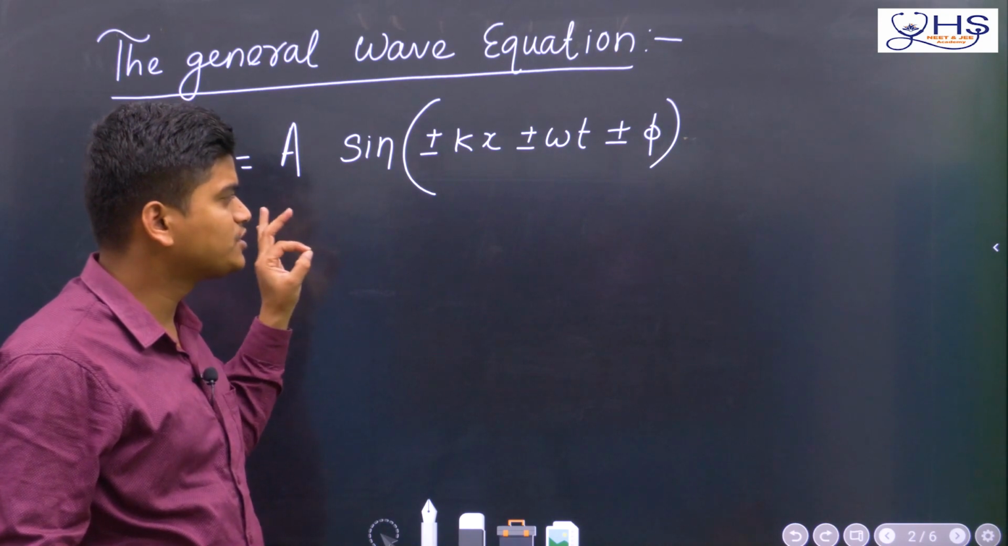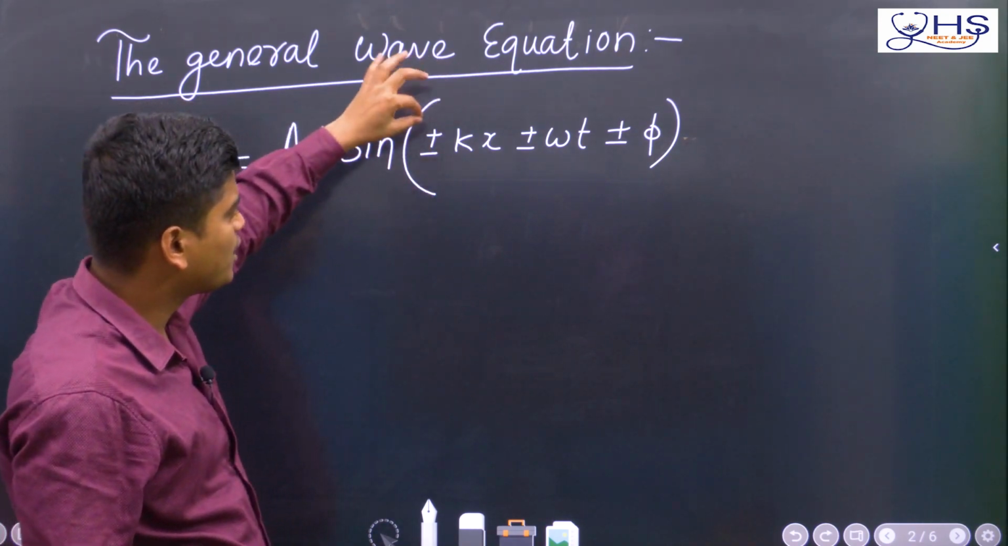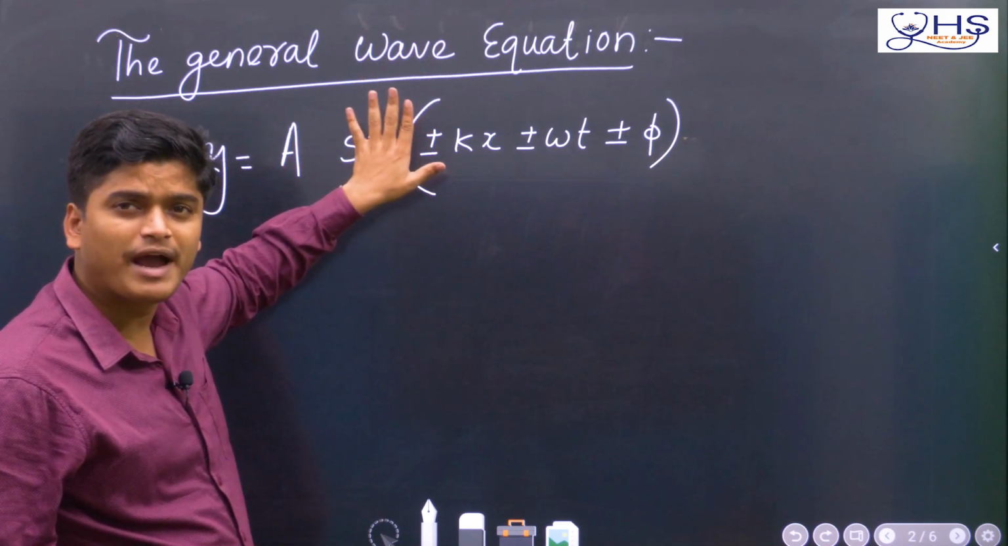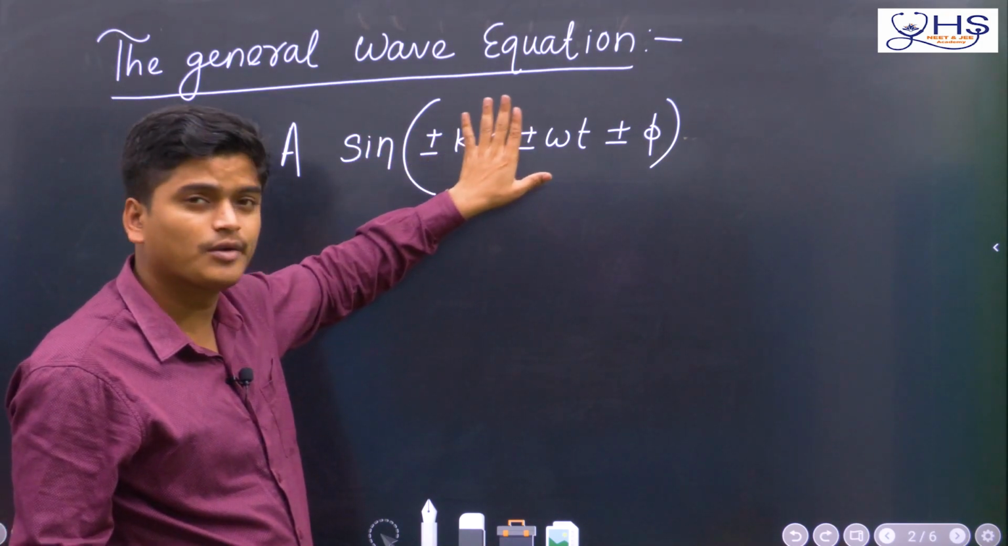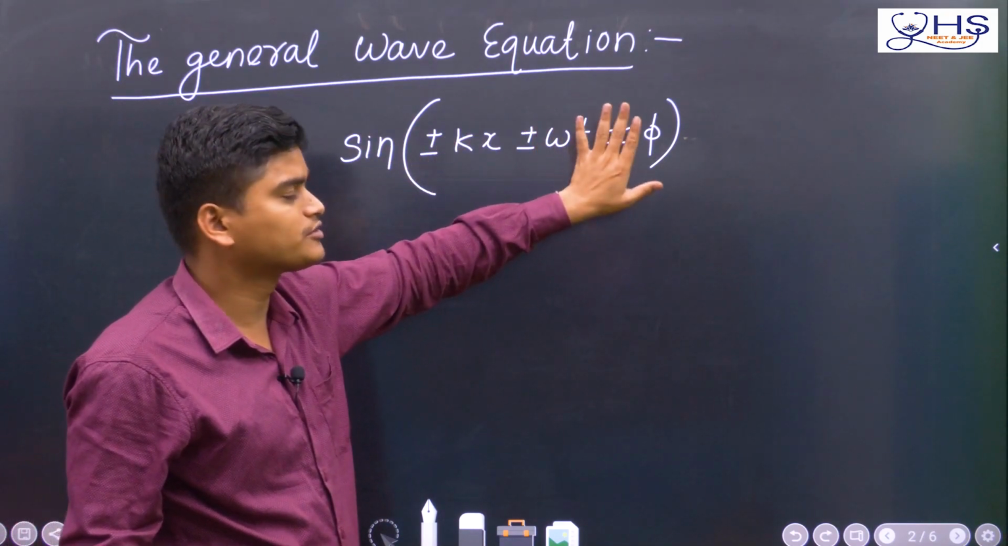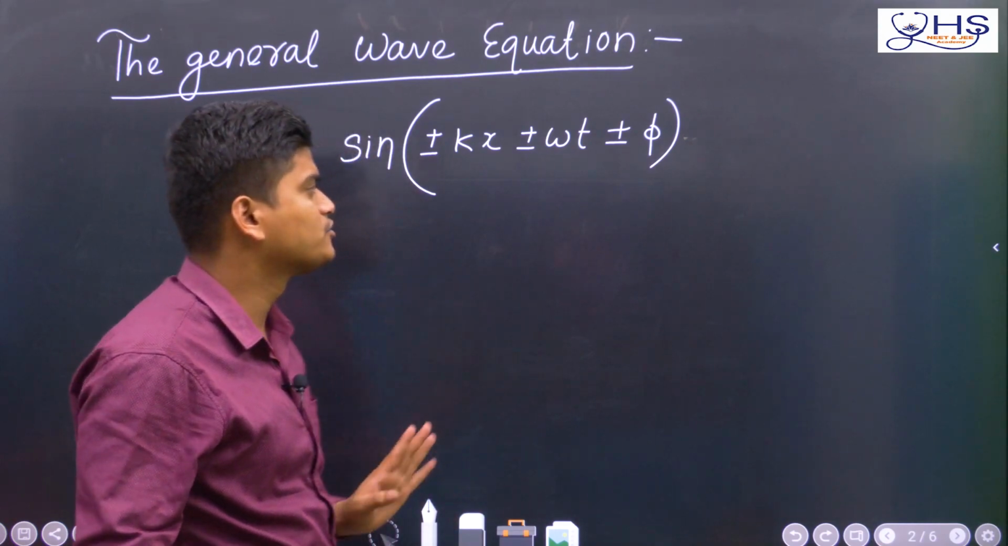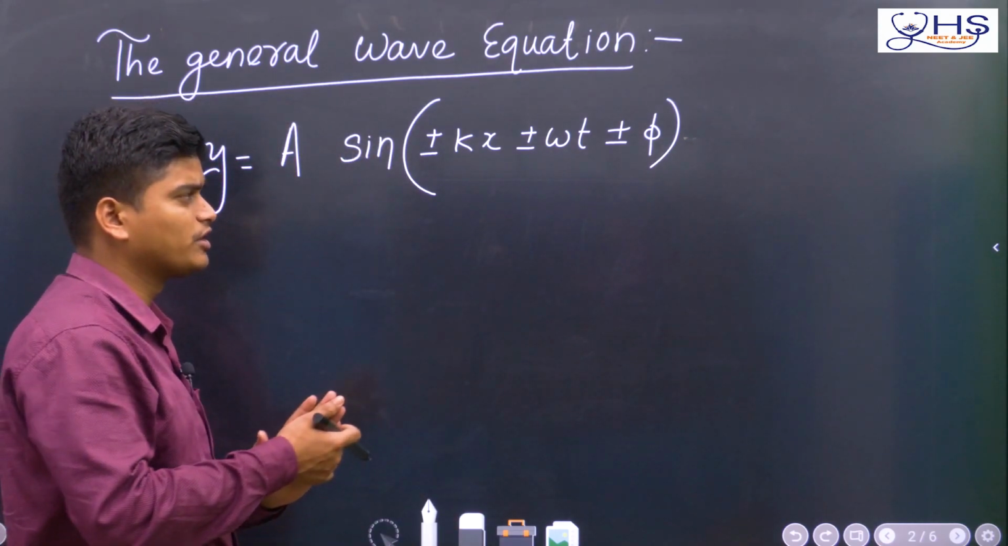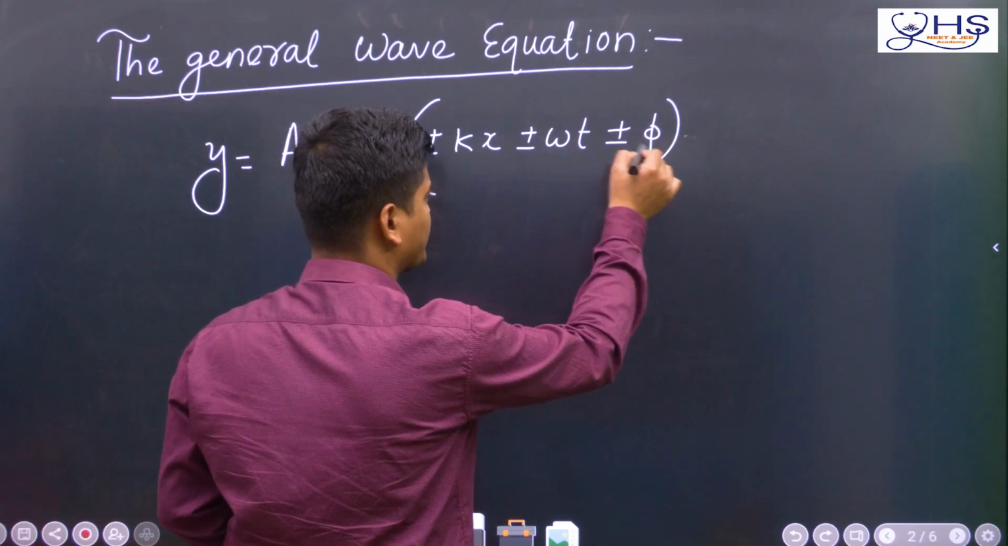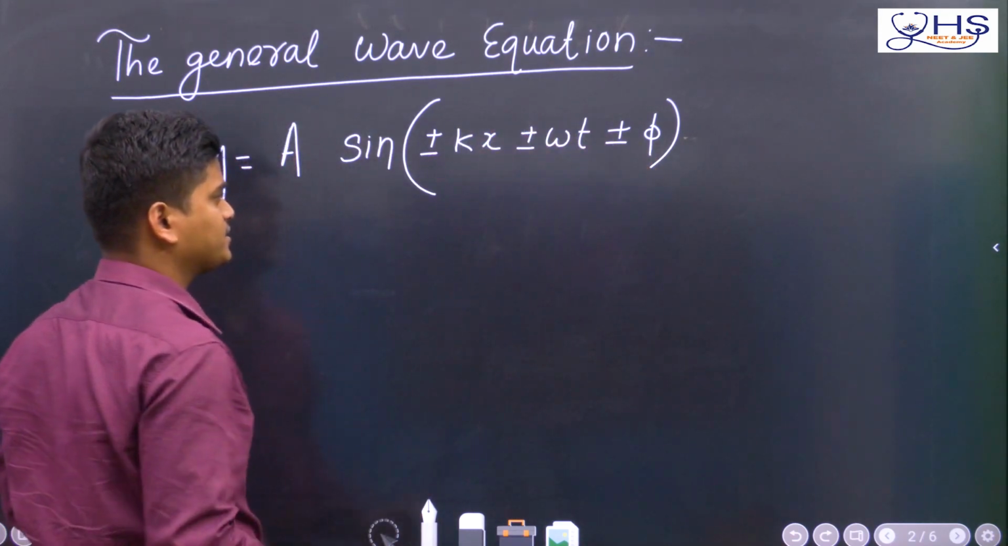But when we see a particular wave, either plus or minus will be there in each place. Both signs will not be there together. Most of the time, this is how you write the general equation.